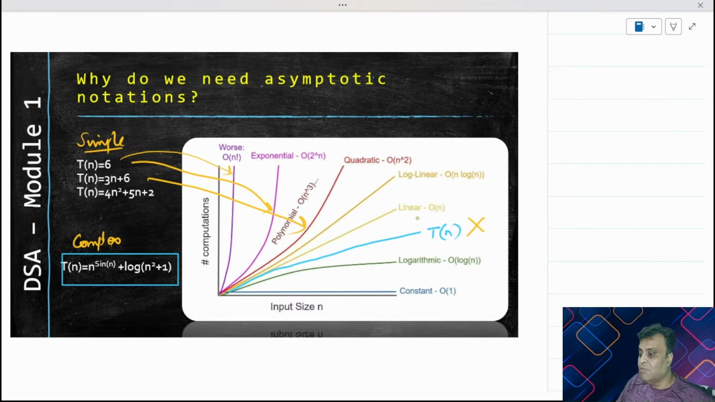And it is somewhere in between. So what do you do now? How do you tell people that I have defined an algorithm, designed an algorithm, and the complexity class is this? You cannot. Right? That is where asymptotic notations come into existence.